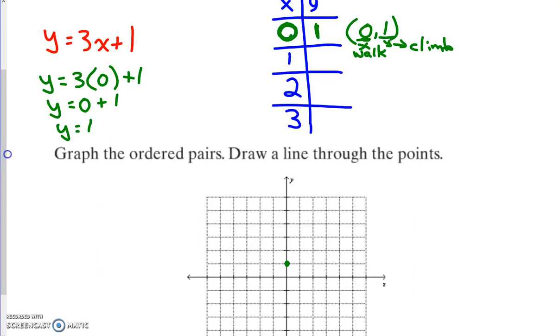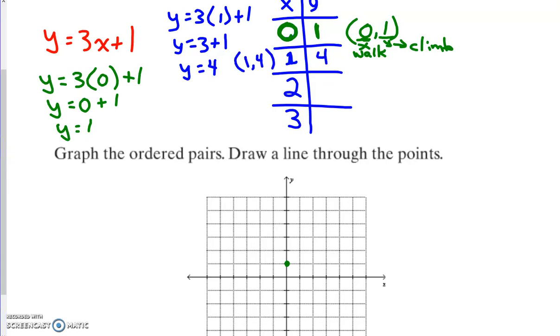The next one says let's make x into a 1. So again, I'm going to do a side problem where I change x into 1 and solve it. When x is 1, y is 4. Again, that's an ordered pair, 1, 4. That means I'm going to walk 1 from the origin and climb 4. 1, 2, 3, 4. So now I'm way up here with my next dot.